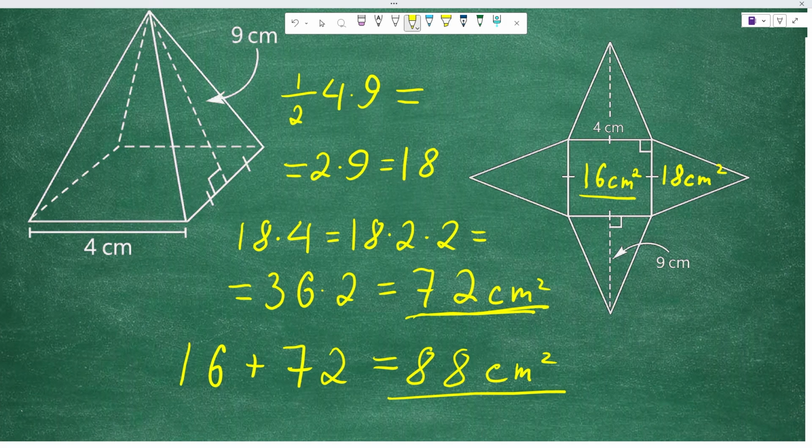Pro tip for your next exam. Whenever you see surface area and pyramid, physically draw the net. It takes 3 seconds and instantly stops you from making a silly formula mistake.